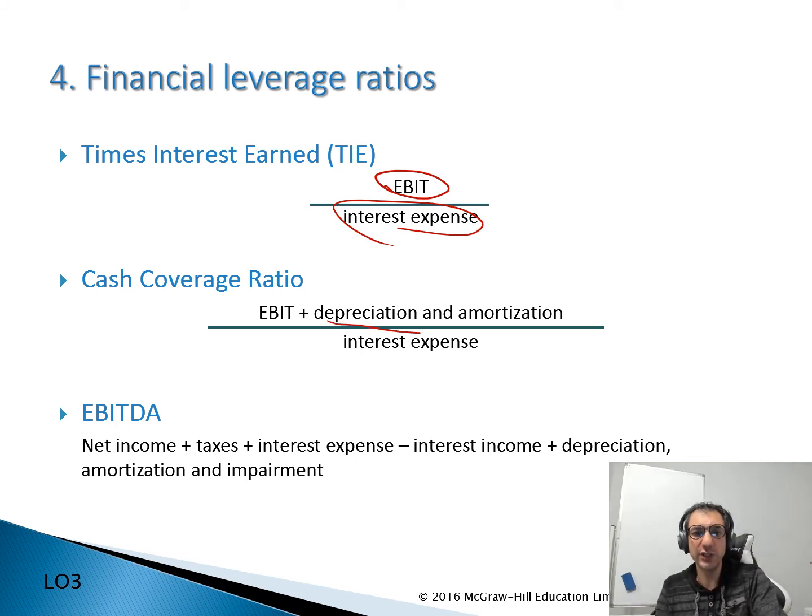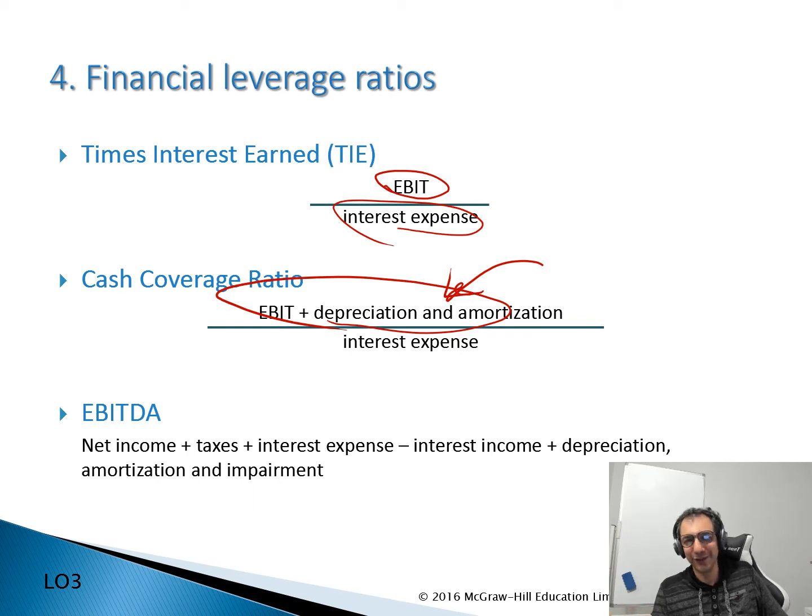The cash coverage ratio is very similar to times interest earned. The only difference here is you're adding back depreciation and amortization. Maybe you say, Ali, why? Because the argument here is that depreciation and amortization are not actual cash outflows. So you can add them back into your available profit. You're adding them back to operating profit to have a better understanding of your coverage to pay off your debt.